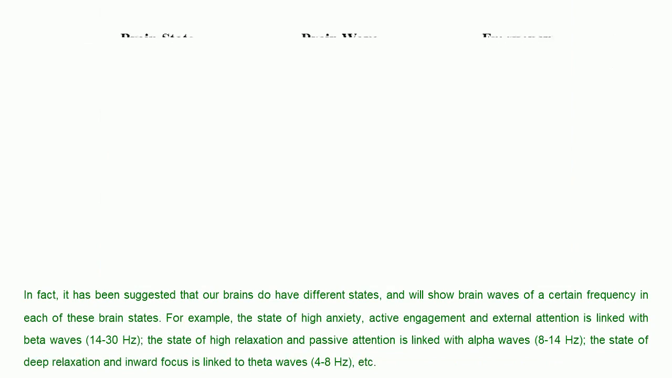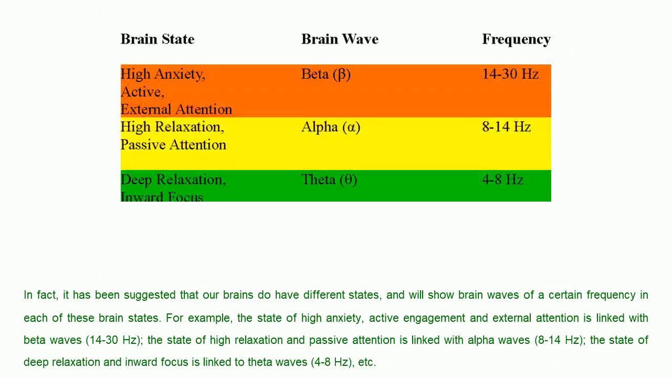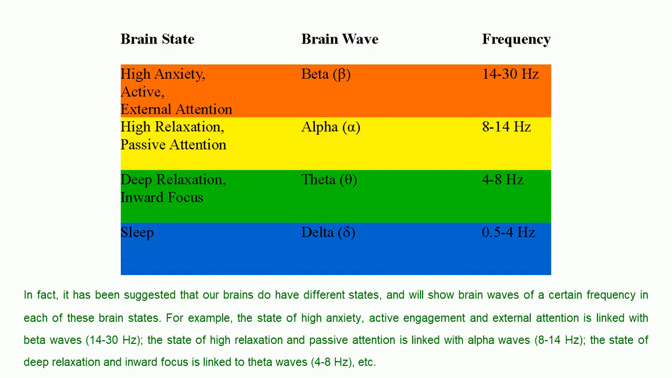In fact, it has been suggested that our brains do have different states, and will show brain waves of a certain frequency in each of these brain states. For example, the state of high anxiety, active engagement and external attention is linked with beta waves, 14 to 30 Hz. The state of high relaxation and passive attention is linked with alpha waves, 8 to 14 Hz. The state of deep relaxation and inward focus is linked to theta waves, 4 to 8 Hz, etc.